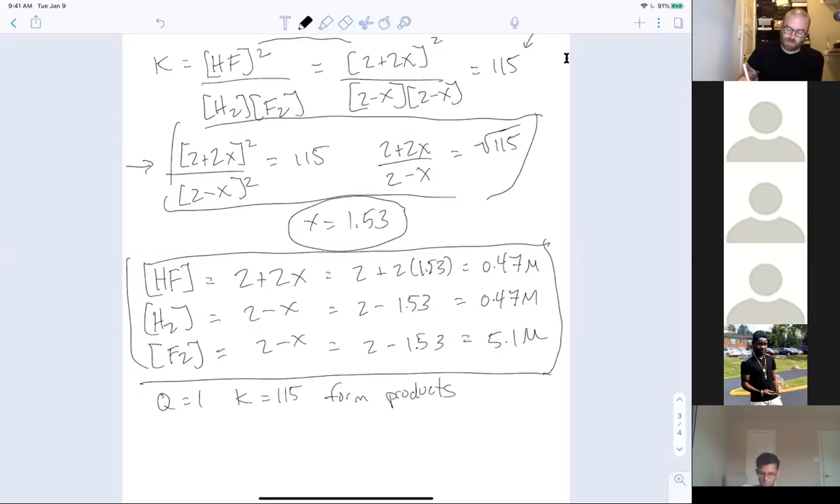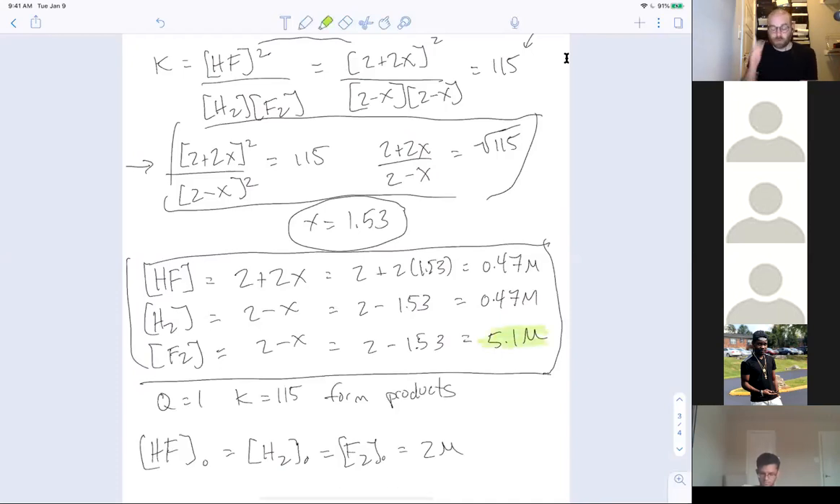If our initial concentrations of everything, HF, H2, and F2, were all equal to 2 molar, did I form products? HF was initially equal to 2 molar. Now it's equal to 5.1 molar. So yeah, I did form products. I also lost reactants, which is what you expect. You shouldn't be able to form products without losing reactants.